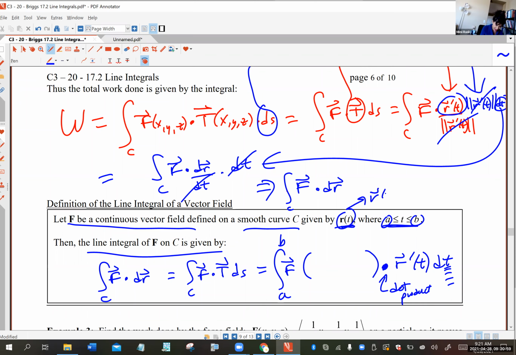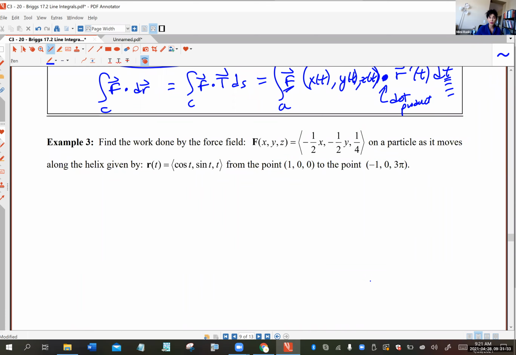If your r of t is given, say, by x of t, y of t, z of t, then everywhere you see an x in your vector field, you'll replace with the first component of your vector valued function, and everywhere you see a y, substitute y of t, and everywhere you see a z, substitute z of t, and then you'll just have t. That'll be the only variable, and then take your dot product and integrate, and you're done. These are fun. You're going to love these.